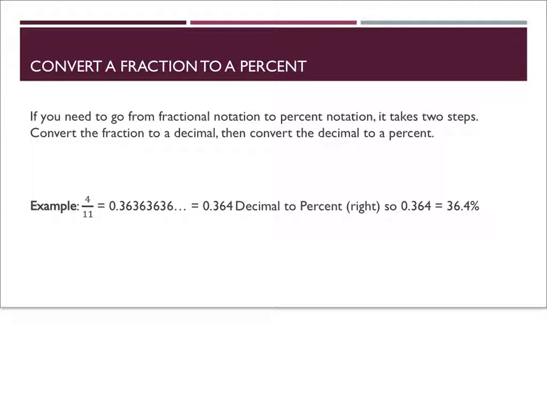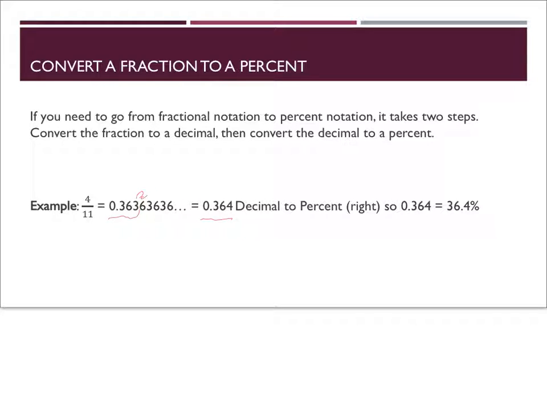If you need to go from fraction to percent, well, it takes 2 steps. First, you have to convert your fraction to a decimal, so follow the rules we did before. You want to do numerator divided by denominator on your calculator, and then you see your answer. After you see your answer, you want to round that answer off to 3 decimal places. So 0.36 is going to stay. The 3 that's in thousandths place has a 6 after it, so that 3 is going to raise to a 4.